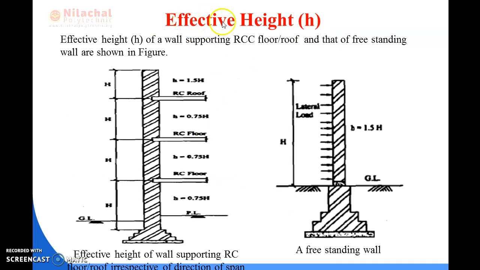Then the next part is the effective height for the wall section. The effective height for the wall supporting RCC floor or roof and that of a freestanding wall are as shown in the figure. Here the first figure represents the effective height of a wall supporting reinforced concrete floor or roof, irrespective of direction of span, and this other wall is a freestanding wall.